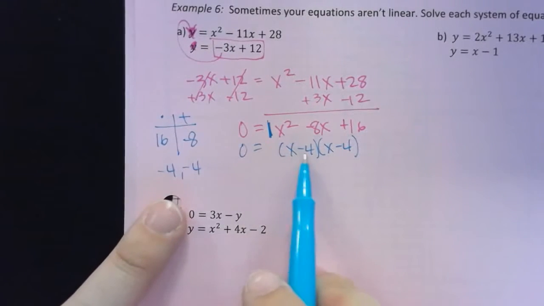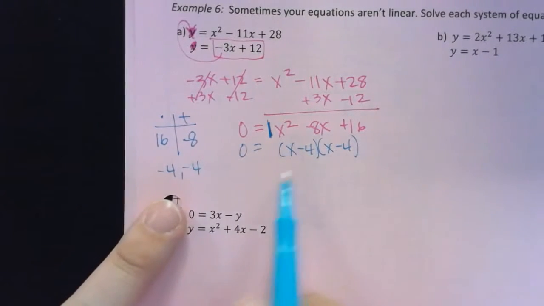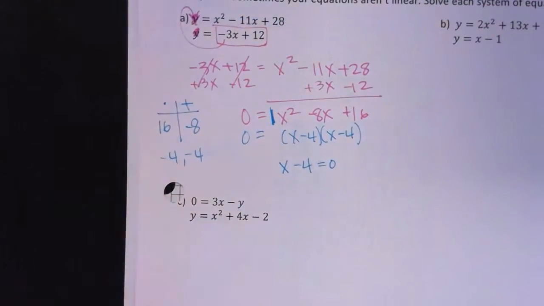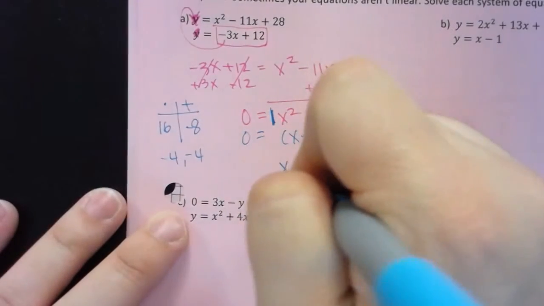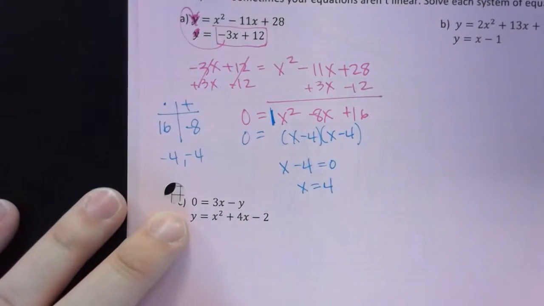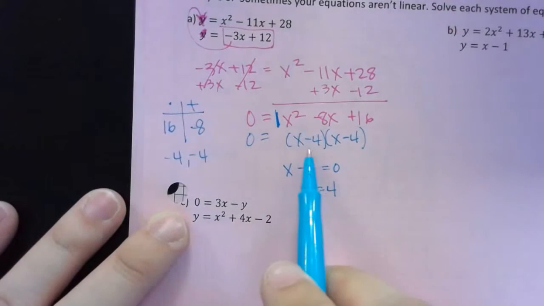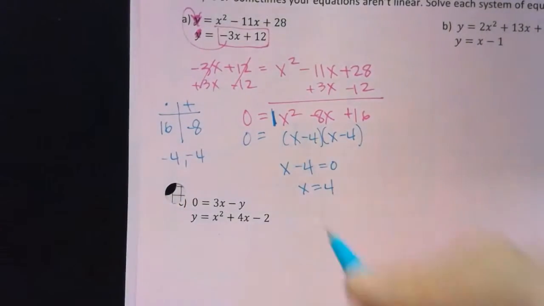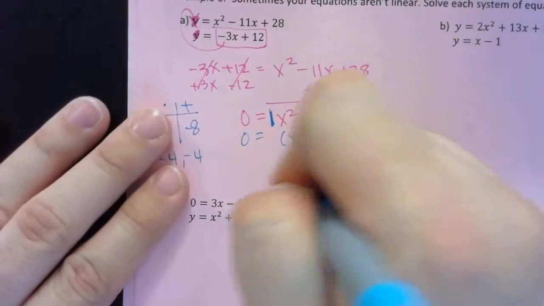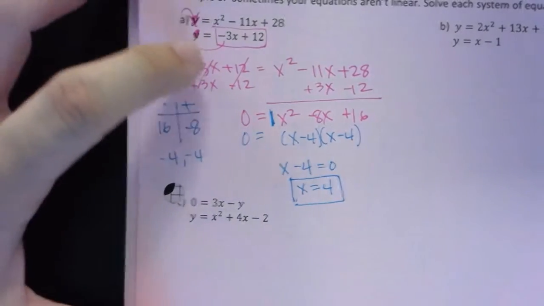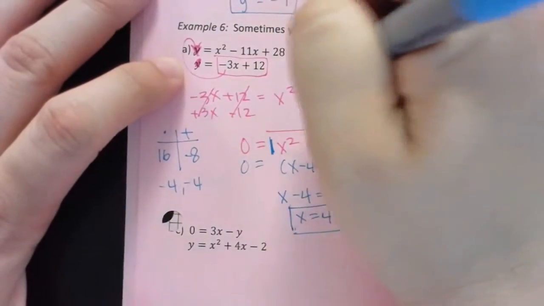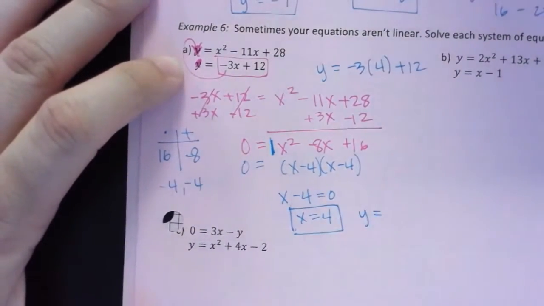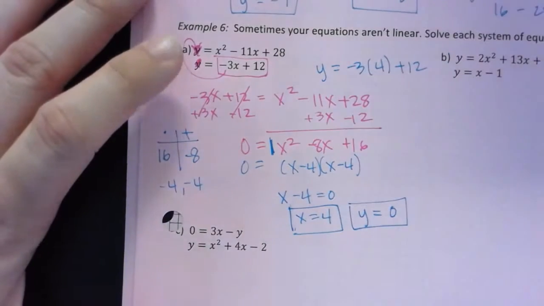How do I solve this now? If we want this to be 0, either this has to be 0 or that one has to be 0. They're the same thing. To solve for x, I'm going to say x minus 4 equals 0, which means x equals 4. If these two were different, like x minus 4 and x minus 2, I would have given another line right here. So this is my first answer. When I plug it back in up here, y equals negative 3 times 4 plus 12. Y equals 0.